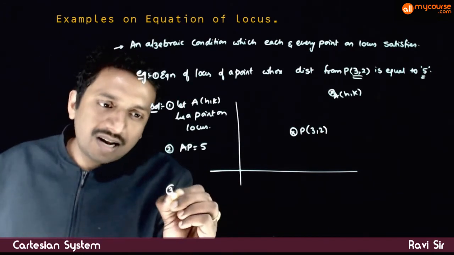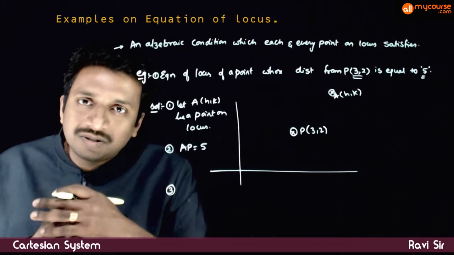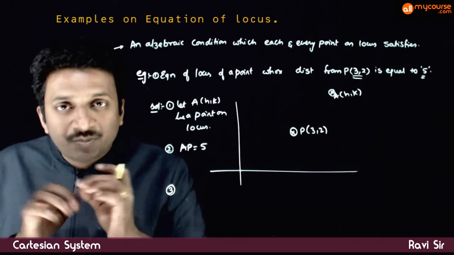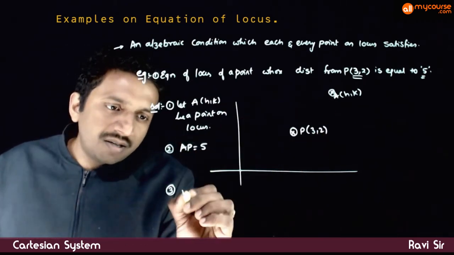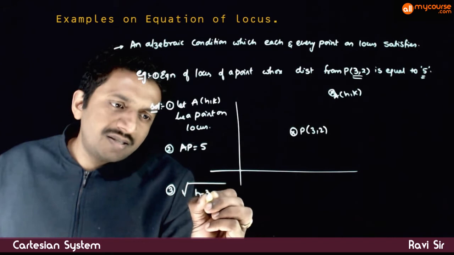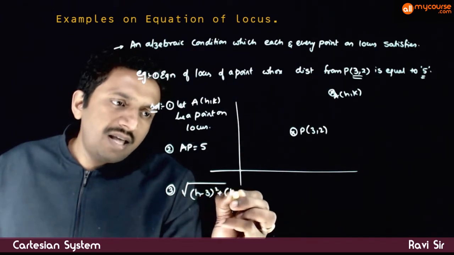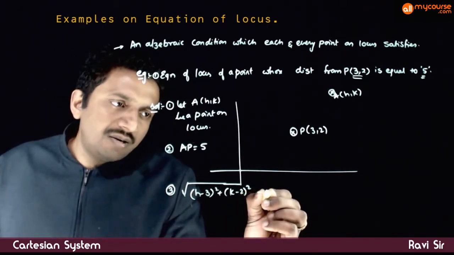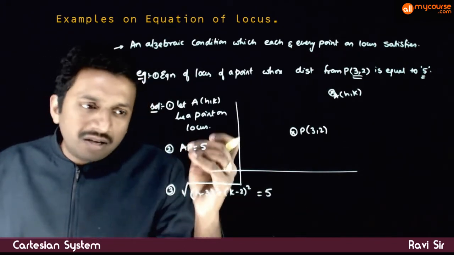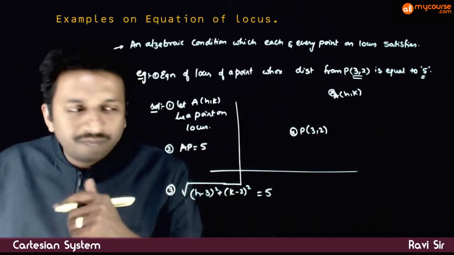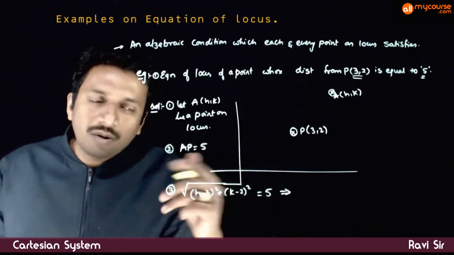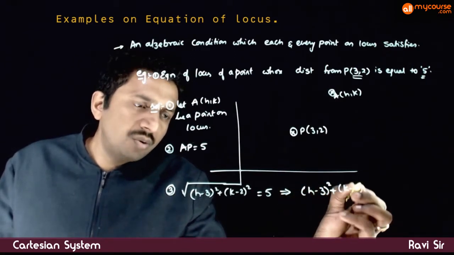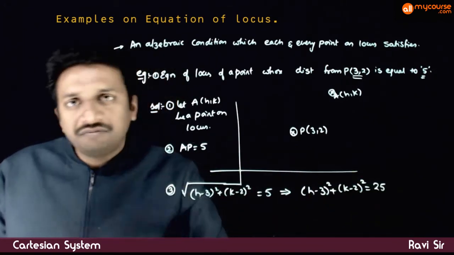So now let us completely convert this into a mathematical condition. Now what is the formula for AP? What is the algebraic expression for AP? AP is nothing but root of (h minus 3) whole square plus (k minus 2) whole square, from the distance formula. So this is equal to 5. So now we have gone to a certain level of algebraicness. So this implies, if you square it on both sides, you get (h minus 3) whole square plus (k minus 2) whole square is equal to 25.